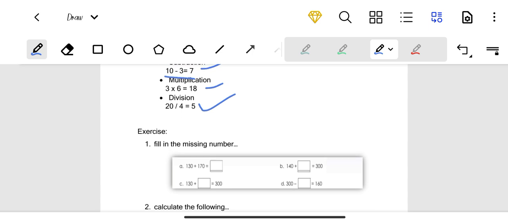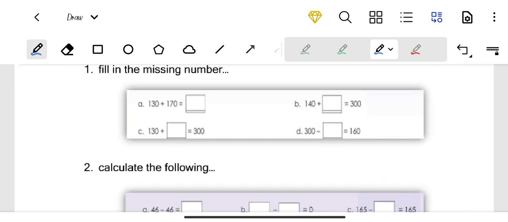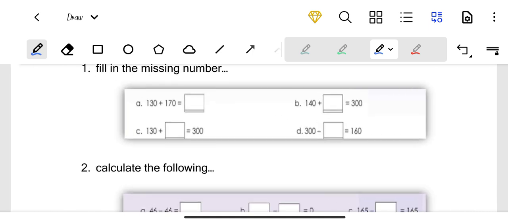So let's jump to exercises. Number 1 says, fill in the missing number. With A, we are dealing with addition. Why? Because we are seeing a plus sign. So how do we work out addition? We can simply write 130, and then 071, and then that line, a plus sign there.